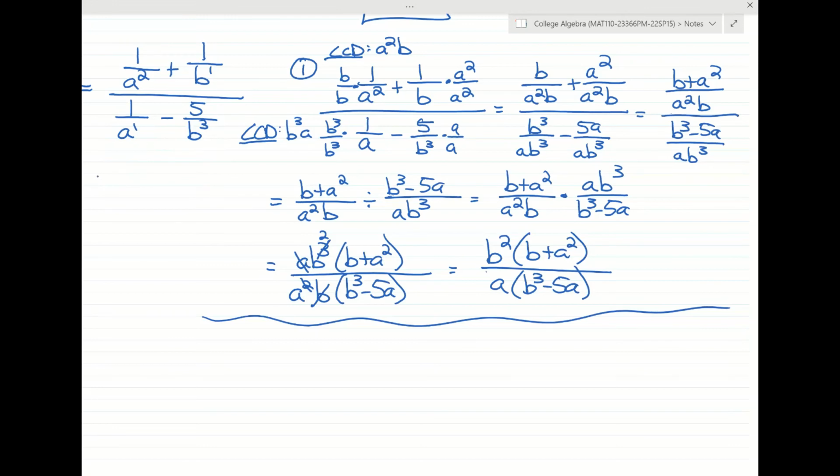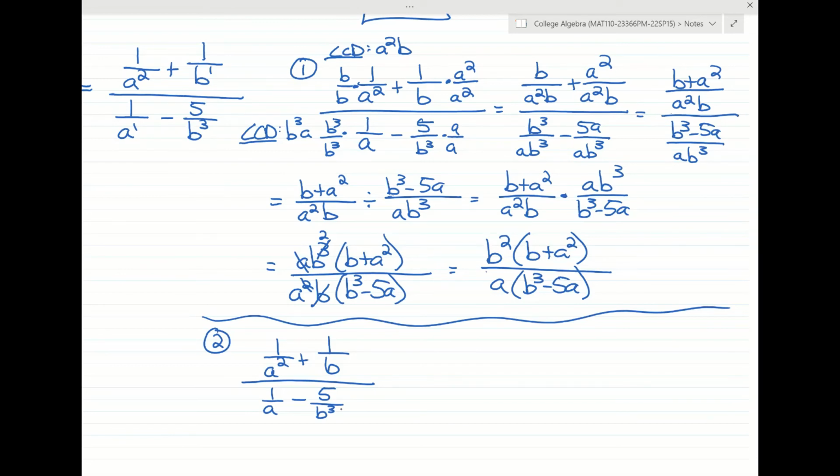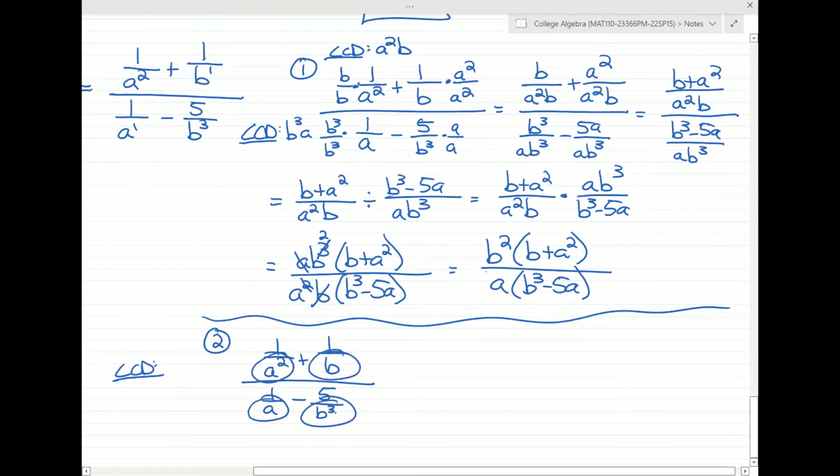The second technique is more helpful. We have 1 over a squared plus 1 over b divided by 1 over a minus 5 over b to the third. What would be the LCD? So we're looking for the highest power of each variable. What would be the LCD for every denominator? a squared, b, a, b to the third. The highest power of a is a squared and b to the third. So what we're going to do is multiply the top and bottom by that.